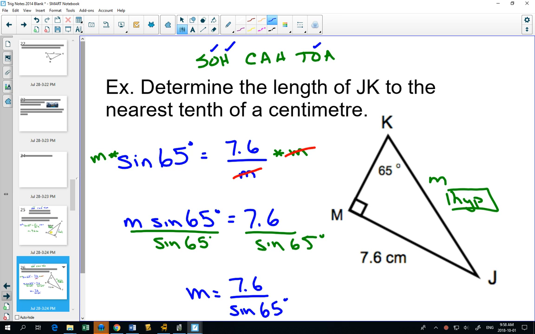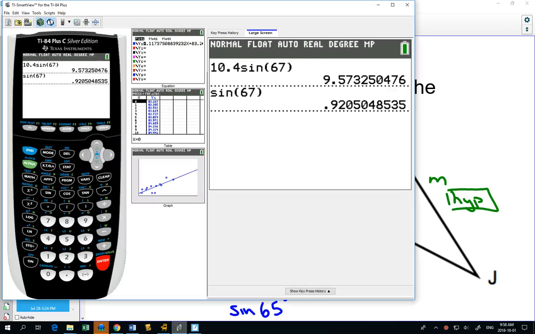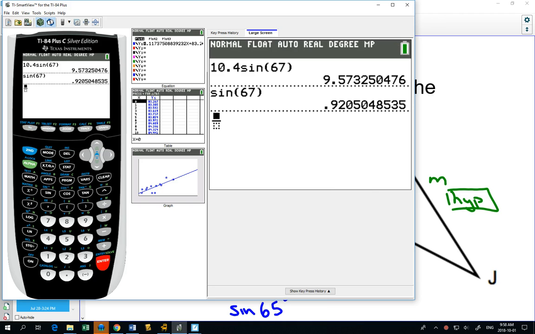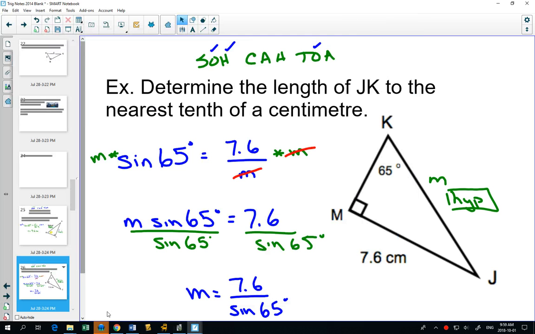And we get m by itself. And this is something that we can type into our calculator. If you have the fraction button, by going alpha y equals, I'd use that on your calculator, because then you can type it in exactly as you see it. Sine 7.6 on top, sine of 65 degrees on the bottom, and we get 8.4 to the nearest tenth.